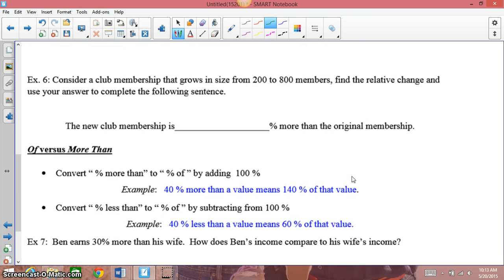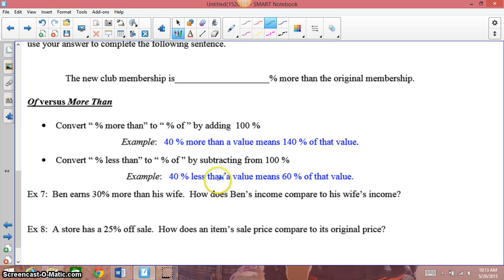Let's see, I'm going to scoot on down here to of versus more than. If you want to take a percentage that's already written as percent more than and convert it to percent of, you always add 100%. If you want to take percent less than and convert it to percent of, you subtract from 100%. So here's what I mean by that.